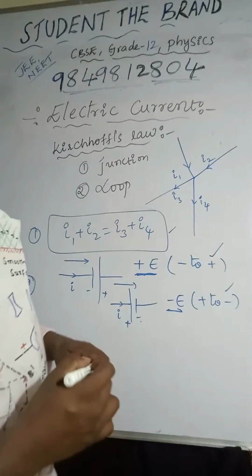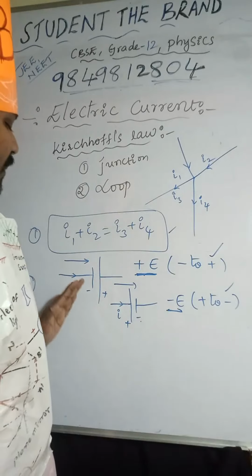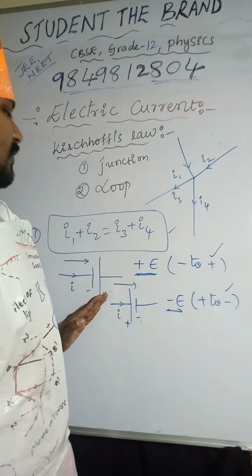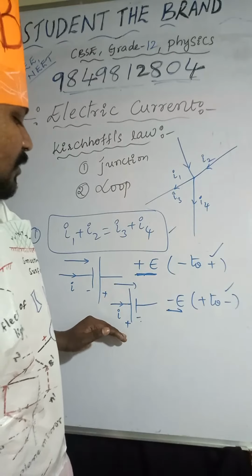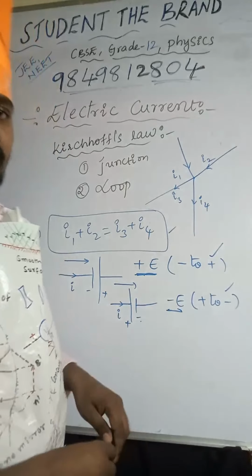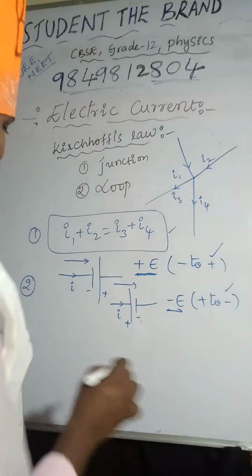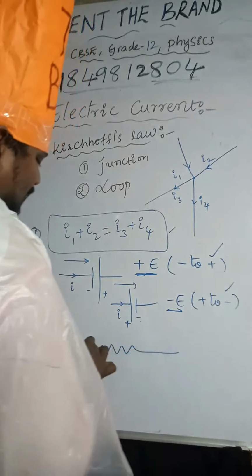And once again listen carefully. When you are moving through the source, negative terminal to positive terminal, the EMF is positive. When you are moving from positive to negative, the EMF is negative. Now, you are moving through the resistor.